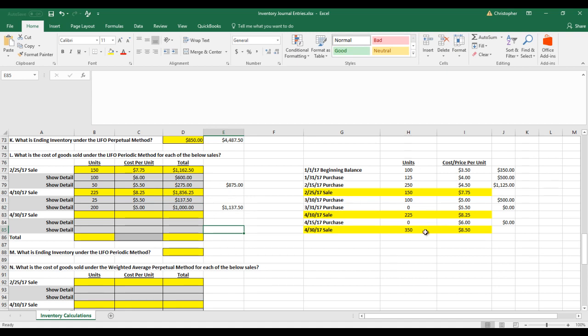Let's see, the 430 sale was 350 units at $8.50 per unit. Again, we're starting with the last layer available, which now we have 100 units at $5 per unit. So we can zero that out. And we still need 250, and lo and behold, the next to last layer has 250, so we'll clear that out at $4.50 per unit. And that gets zeroed out.